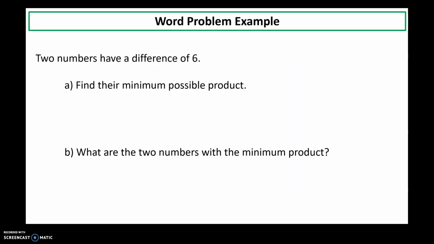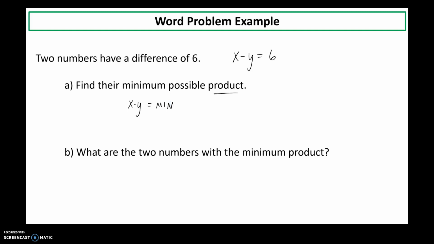Okay, so maxes and mins, an example of this. 2 numbers have a difference of 6. Find their minimum possible product. If 2 numbers have a difference, what does that mean? Finding a difference is subtracting 2 values. So if x minus y is equal to 6, I want to know what the minimum possible product is. My product is x times y, so that's the value that I want to be the minimum.